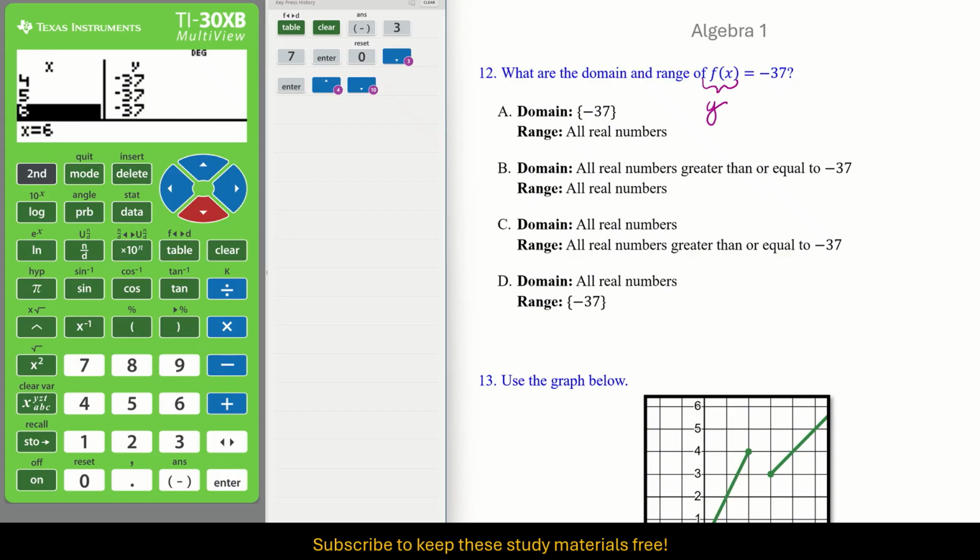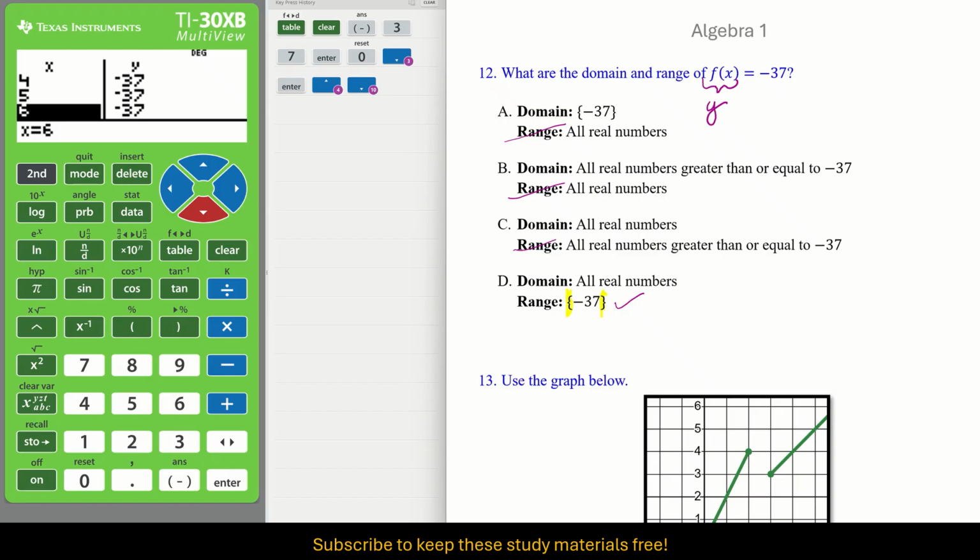This implies that the range is always negative 37. So there is no other value in that range. So we can go through our ABCD options and see that A has a range that isn't negative 37. A, B, and C don't have that. Now, D, yes. The only item in our answer set, using set notation, which is proper, is negative 37.